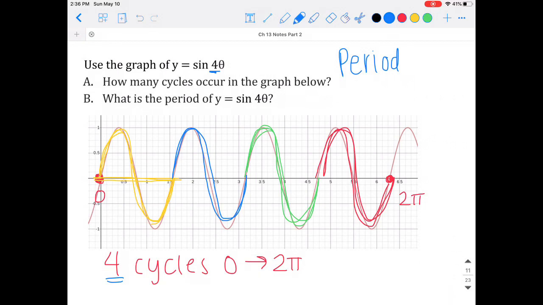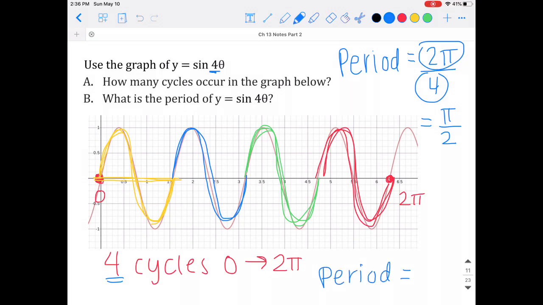So to determine how long one cycle is, we do 2 pi divided by 4. If it takes us 2 pi to get through 4 cycles, to determine one cycle, we just divide. And when we divide 2 pi by 4, we get a period of pi over 2. So we have 4 cycles in this graph, and the period, the length of one cycle, is pi over 2.